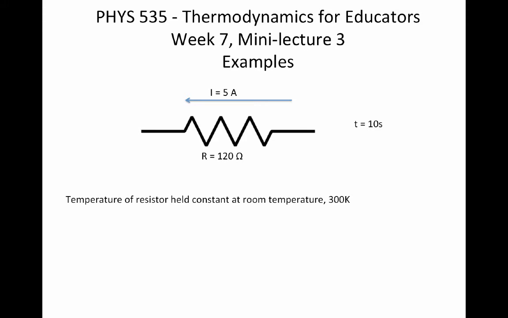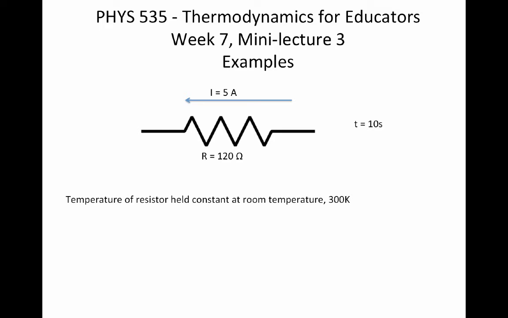Suppose you have an electric current flowing through a resistor. Say the current is 5 amps, the resistor is 120 ohms, and you allow the current to flow through that resistor for 10 seconds. Now suppose that the temperature of the resistor is held constant at room temperature, 300 Kelvin. We know that when current passes through a resistor, then the resistor heats up. If it's being held constant, that means that the heat must flow out of the resistor into its surroundings. Suppose we're asked to calculate the total change in entropy in this situation.